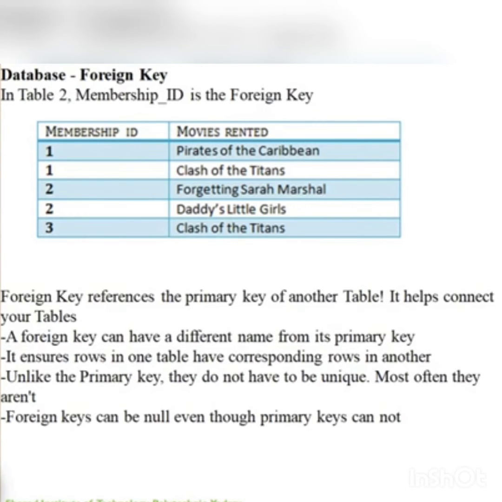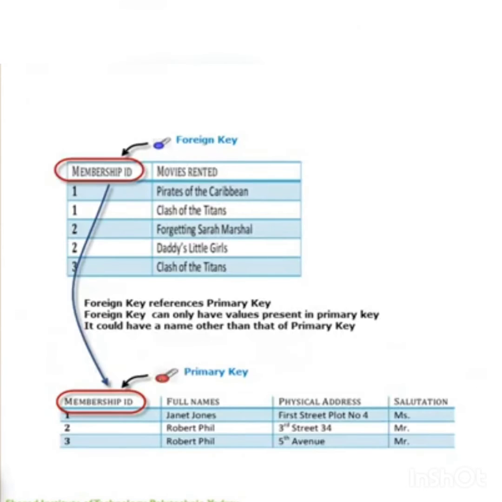That is, in the table, membership ID is the foreign key. What is a foreign key? It references the primary key of another table. It helps to connect your tables. A foreign key can have a different name from its primary key. The second one is it ensures rows in one table have corresponding rows in another. The third one is unlike the primary key, they do not have to be unique. Most often they are not.